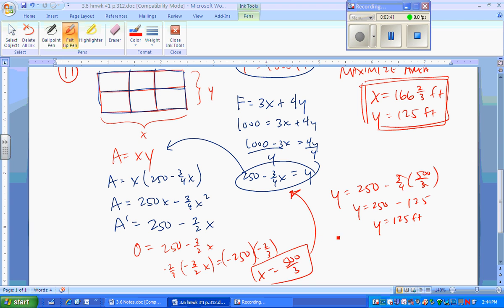For this one, I didn't do a number line. We could, just to check and make sure. But if you look back at the area equation, we have a parabola. And its negative leading coefficient, the negative 3/4, tells us the parabola will be opening down. So it makes sense that this critical value then should be a maximum.